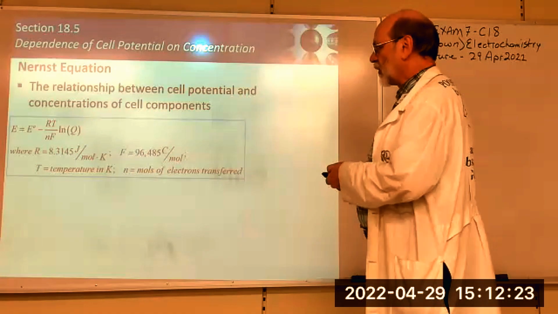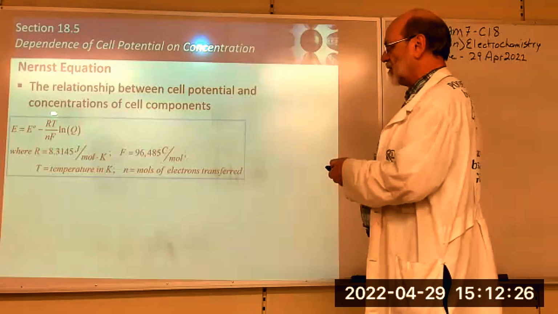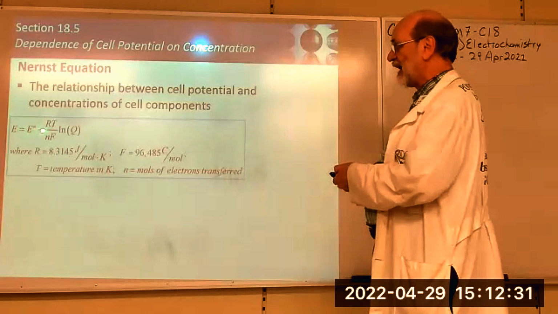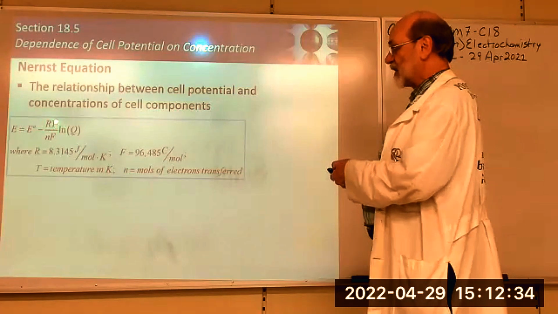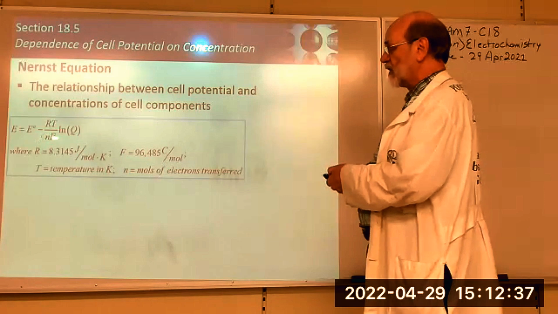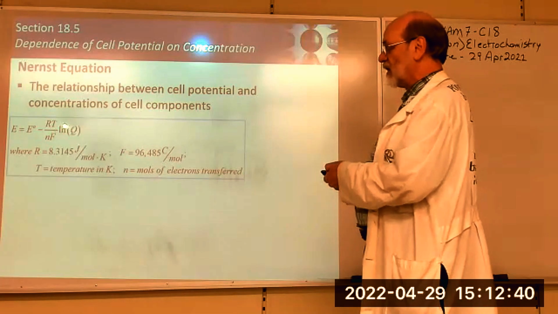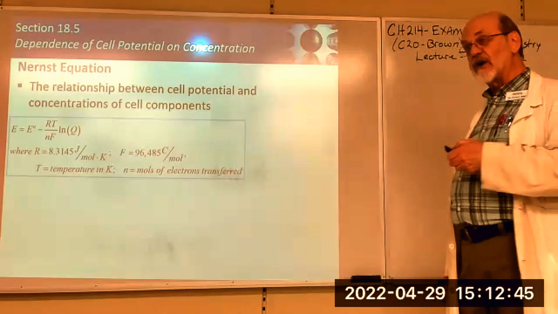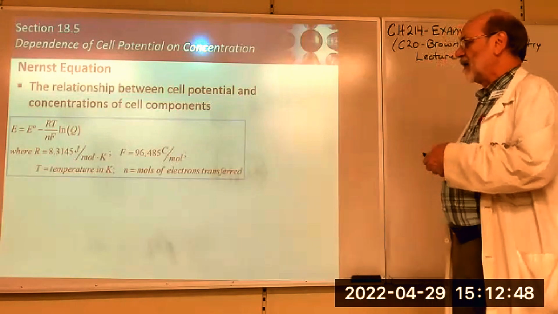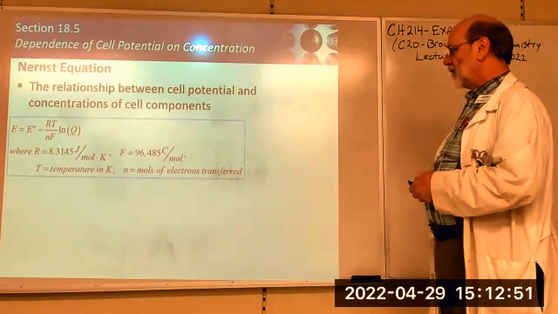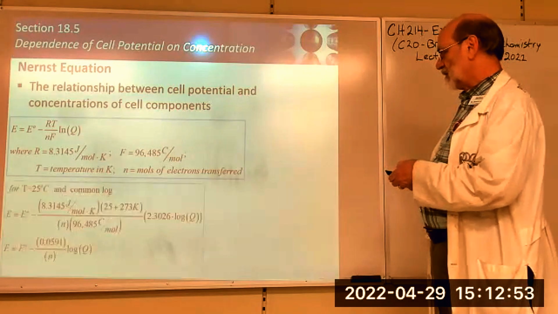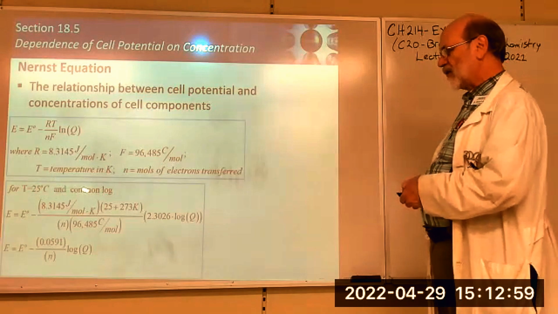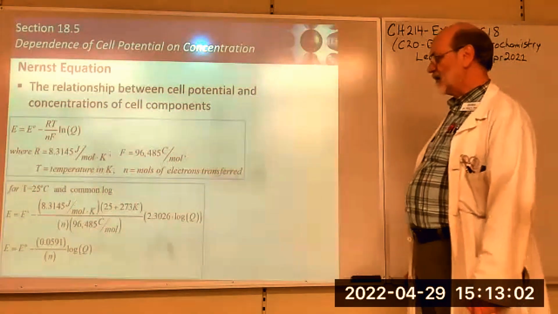This is the Nernst equation in its most versatile form. The actual voltage is the standard voltage minus the gas constant times the temperature in Kelvin, divided by the moles of electrons times the Faraday, times the natural log of Q. So you need to know the concentrations, and you need to know the balanced equation to calculate Q. But under most conditions, temperature is going to be 25 degrees, and we'd rather use a common log than the natural log.